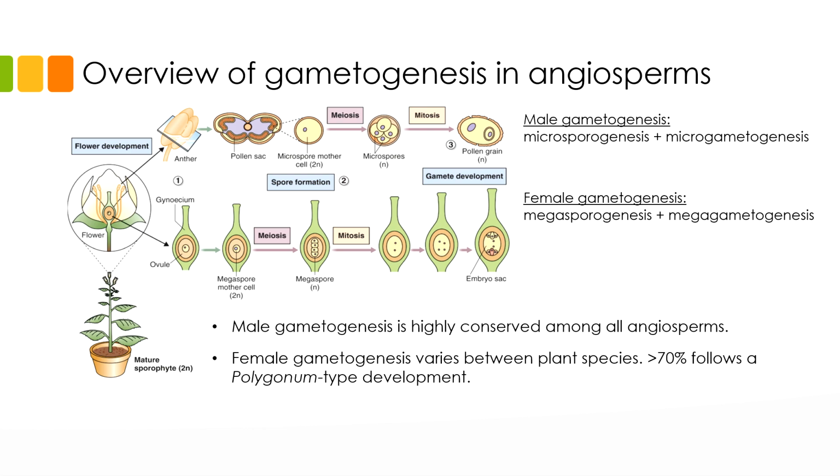Lastly, we have the central cell. This is the only cell in the embryo sac which is diploid. It is also the only other cell that will fuse with the other sperm cell to produce the endosperm.